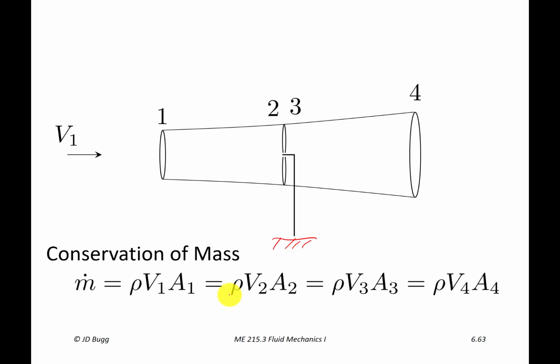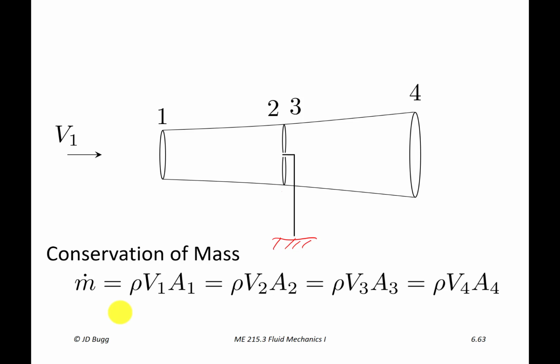Notice the density, there's no subscript on it because it's not changing. But the velocity and area are both changing. You can see the area change in my little sketch. So this means there has to be a velocity change to go along with that. Relatively high velocity here, slows down here, and then it slows down even more here. So changes in velocity accompanied by changes in area.